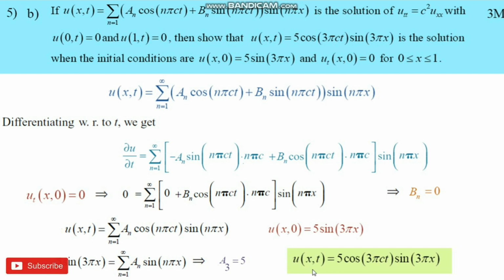Therefore this displacement has only one non-zero term with a3, so u(x,t) is equal to a3 cos(3πct) sin(3πx). With a3 replaced by 5, u(x,t) is equal to 5 cos(3πct) sin(3πx). This is the required displacement of such a stretched string whose boundary conditions are u(0,t) = 0, u(1,t) = 0, apart from initial velocity 0 and initial displacement being non-zero valued.